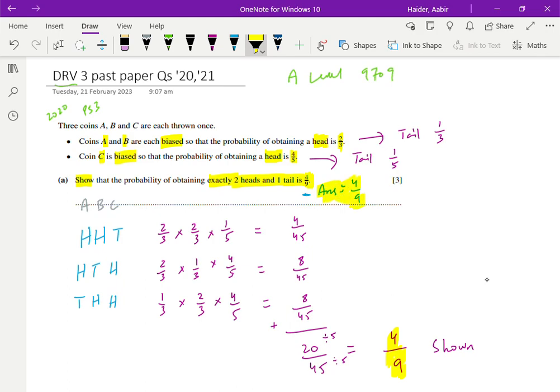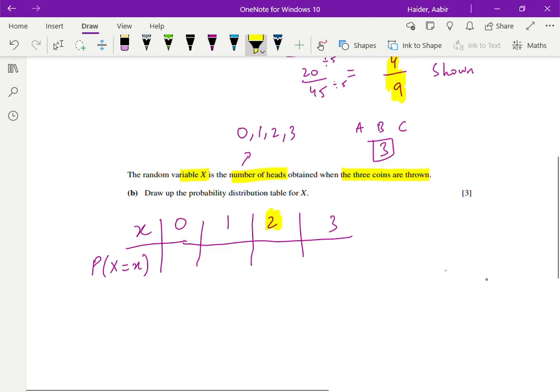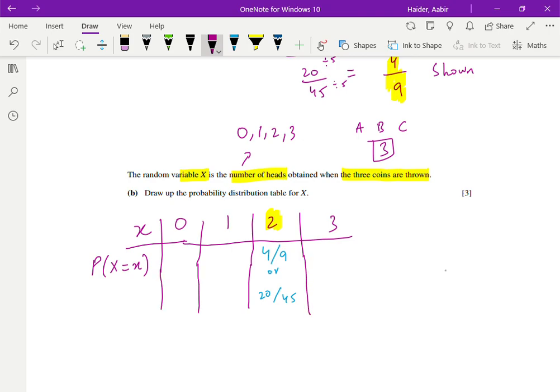So you can pick it up for your answer in part B, and that's called smart working. So we are going to put it here: 4 by 9. Or I can also write it in the 45 form, that is 20 over 45. Why am I writing this? You will get to know in a short amount of time. Now let's do the working for the remaining values of x.